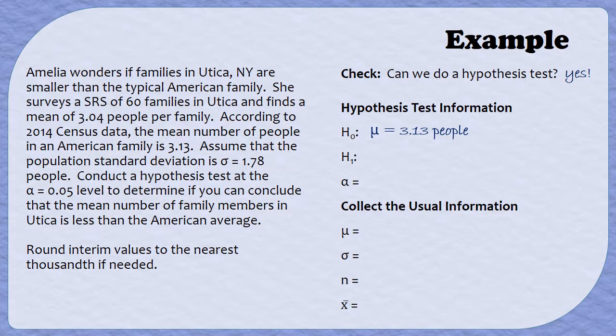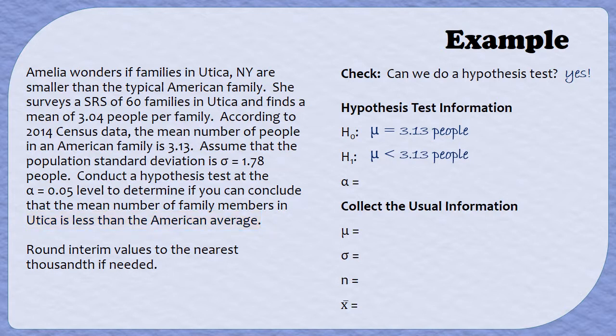Then, Amelia's suspicion isn't stated until, well, at the beginning it states, and also at the end. So you could use either of those as clues for your alternate hypothesis. For example, at the end it says, conduct a hypothesis test to determine if you can conclude that the mean number of family members in Utica is less than the American average. So since we are investigating whether the mean is less, we're going to have mu is less than 3.13 people.